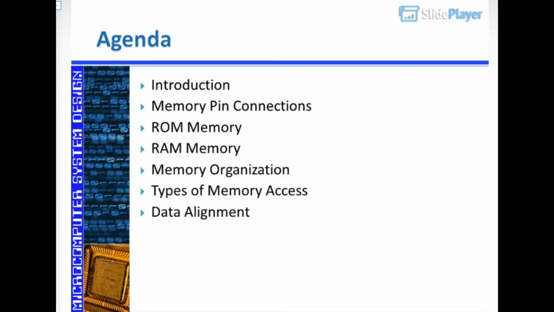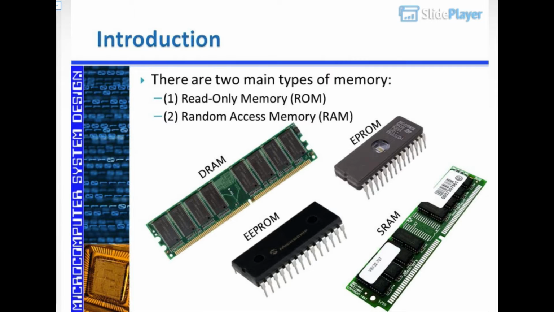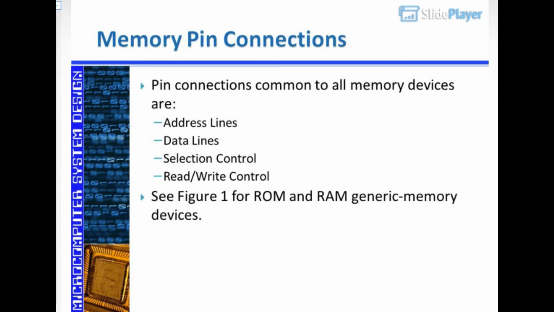Data alignment. Introduction. There are two main types of memory: 1. Read-only memory, ROM. 2. Random access memory, RAM. EPROM, DRAM, SRAM.